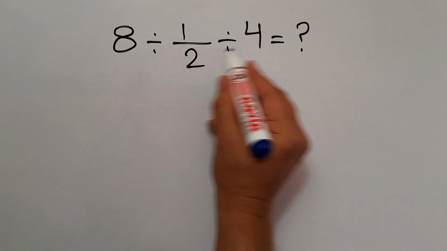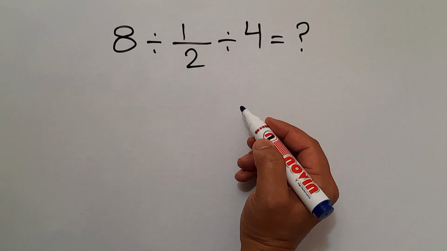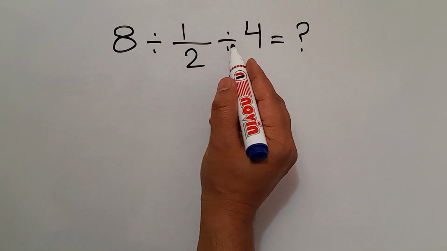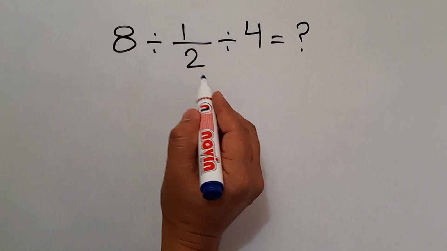In this video we want to find the value of this expression 8 divided by 1 over 2 divided by 4. Are you ready to solve? Let's go ahead and get started. Here we have two divisions and we have to work from left to right. So first 8 divided by 1 over 2.